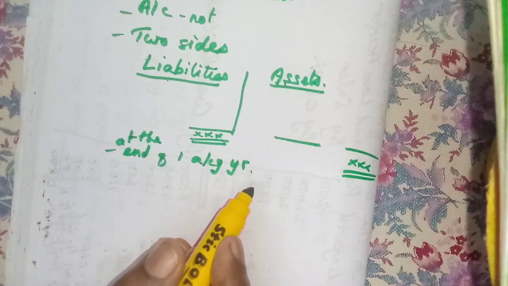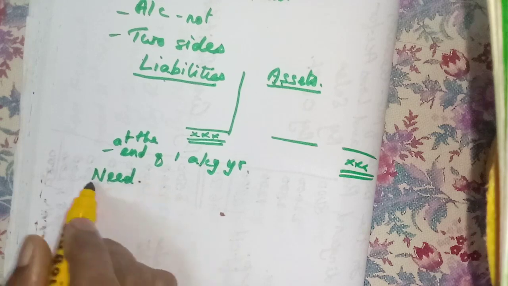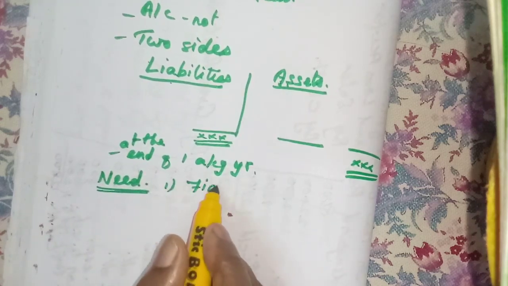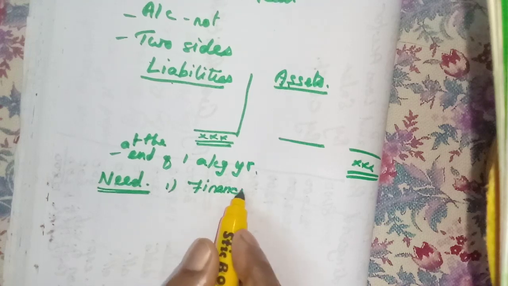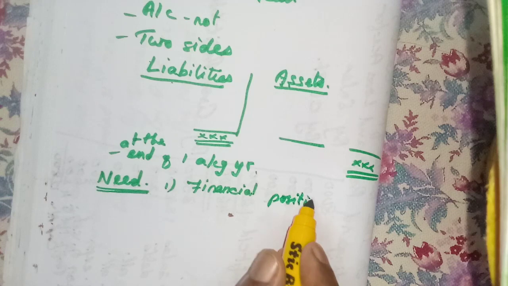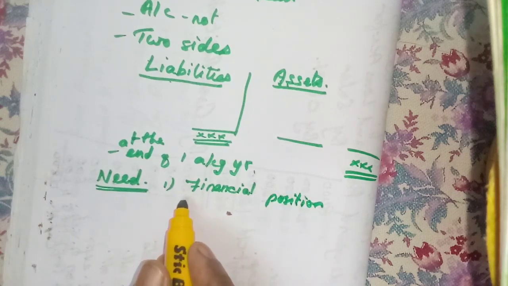Okay, and what is the need for preparing this balance sheet? What can we find out? We know the financial position. From the beginning we are learning, isn't it? The financial position can be ascertained from the balance sheet. Okay, the true financial position.